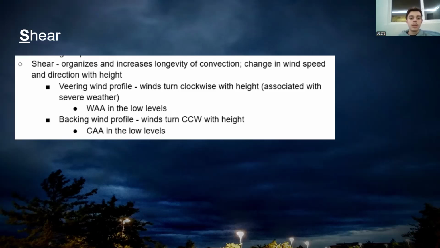Now, we can have two types of change in direction with height. If winds turn clockwise with height, that's called a veering wind profile. That's what's associated with severe weather, and we have warm air advection in the low levels when this is occurring. A backing wind profile is the opposite, where winds are turning counterclockwise with height, and we have cold air advection in the low levels.